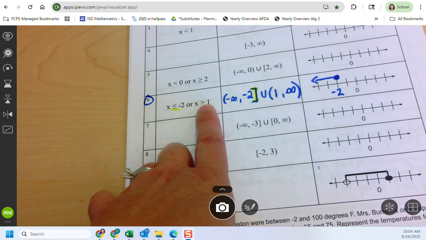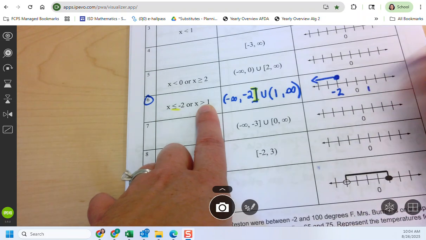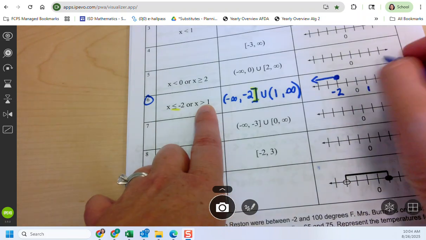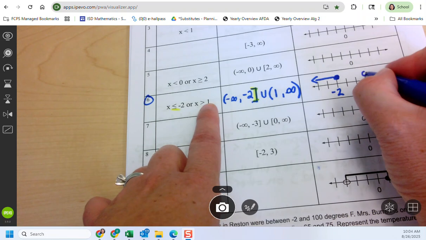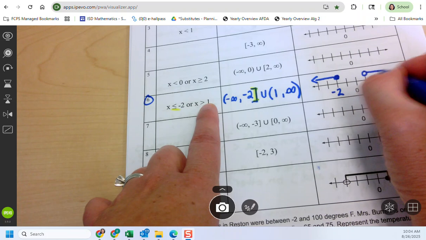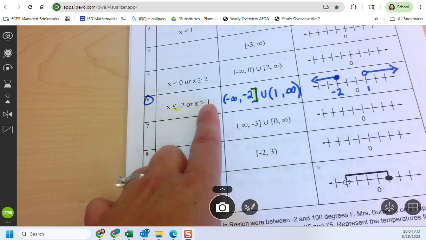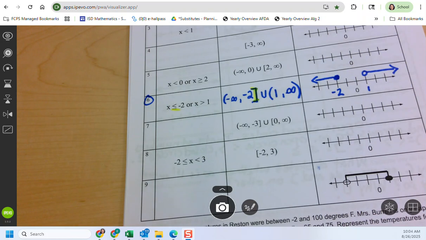All right, then I have to find 1. Here's 0, so here's 1. And it says greater than 1, so I'm going to put an open dot here, and then greater than 1 is this way. All right, those are my 3 representations in set notation, interval notation, and graph.